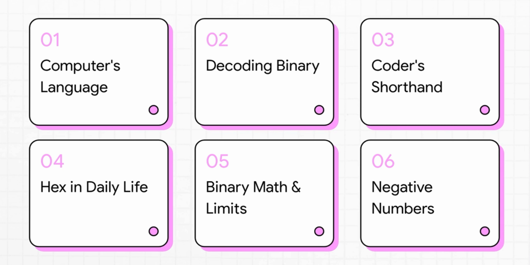Here's our game plan for this little journey under the hood. First, we'll cover the absolute basics of how computers talk. Then, we'll actually learn how to translate their language. After that, we'll see the clever shorthand that coders use, find out where you're already seeing it every day, understand how computers do math, and wrap up with a really neat trick they use for negative numbers.